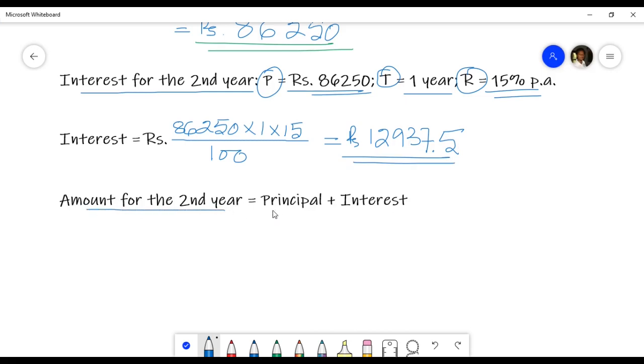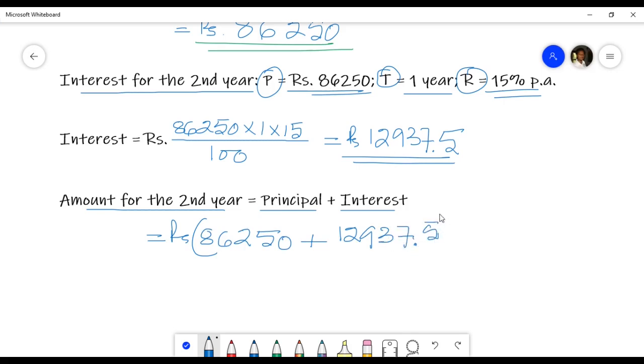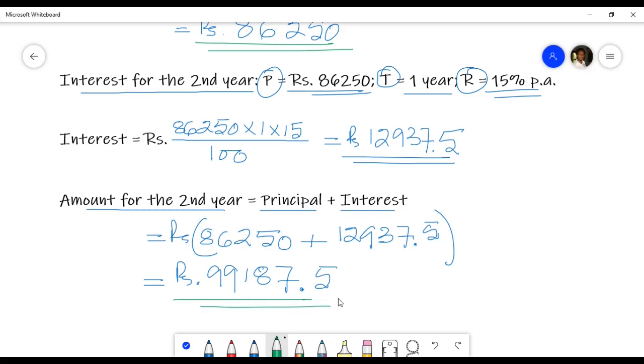Now we have to find the amount for the second year. The formula is principal plus interest. We'll just replace the values of principal and interest. When we replace the values, we will get the total sum as the amount for the second year. That will be rupees 99,187.5, or 50 paise. Rupees 99,187 and 50 paise. So this is the amount for the second year.